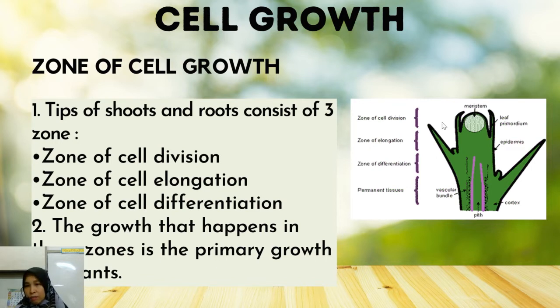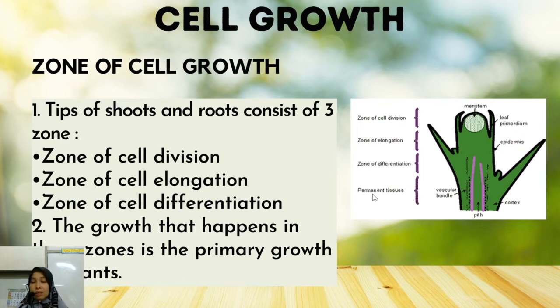This is referred to the tips of the shoot, bahagian hujung pucuk. In the apical meristem, the tips of the shoot can be divided into three zones. What are they? Zone of cell division here, zone of elongation here, and zone of differentiation here. And the rest is permanent tissue. Do you still remember what a permanent tissue is?